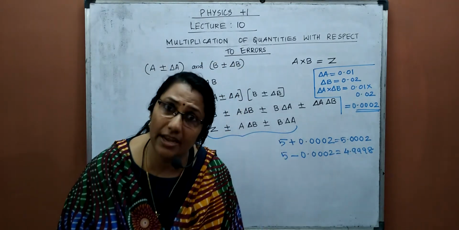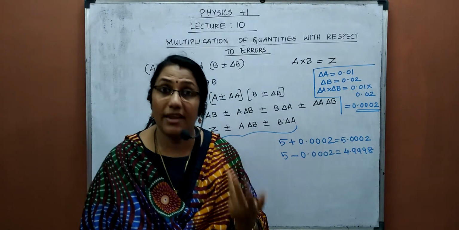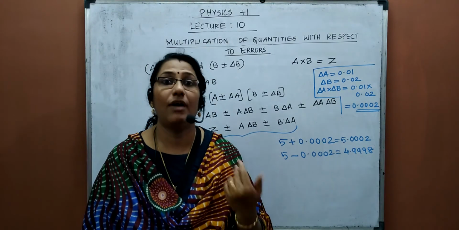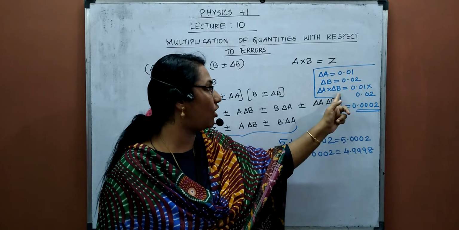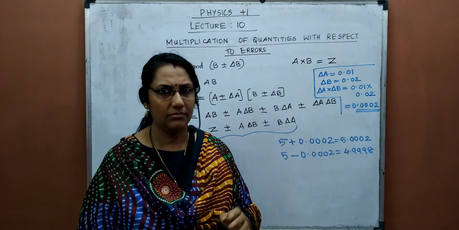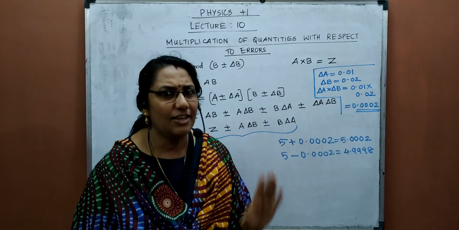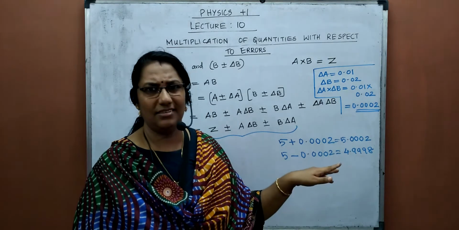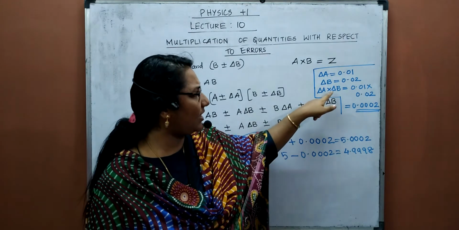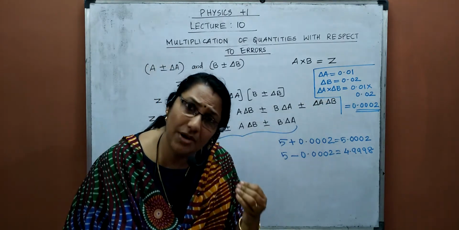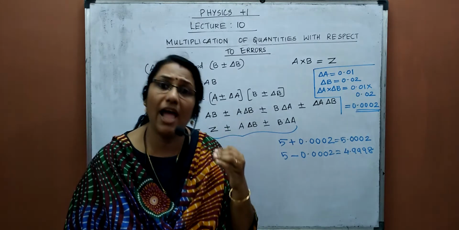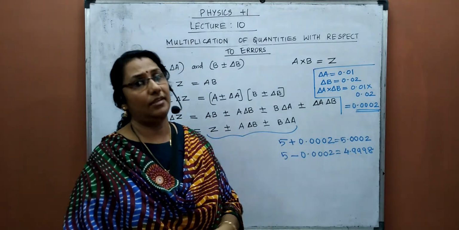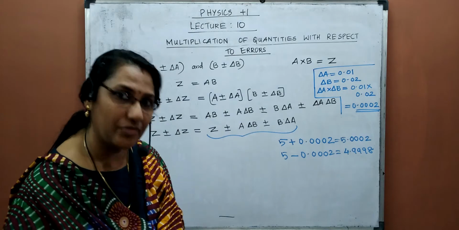4.9998 is also taken as 5. So is there any change in the value? Then why do we have to add this very small value to this term? Is it clear? We are going to neglect the value delta A into delta B, as it is negligibly small, so we don't have to add it into the equation. Is it clear?